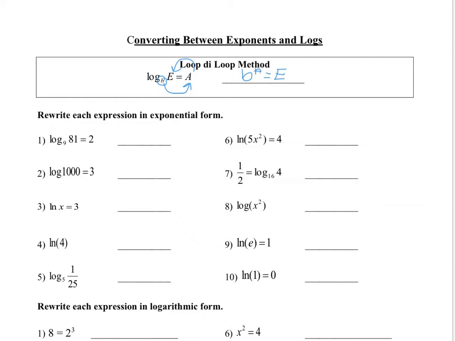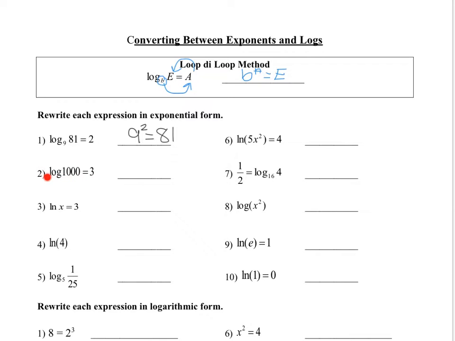So let's put it into perspective with a few examples. So this one would be 9 to the second power equals 81. And does it? Good. So 9 squared equals 81. All right. Now, number 2, log of 1,000.